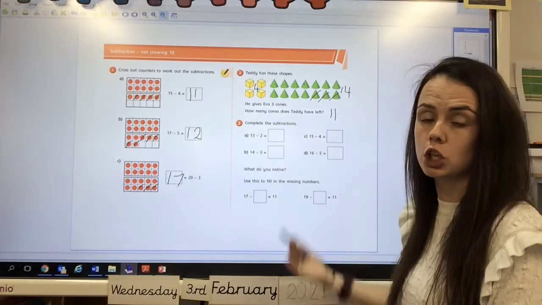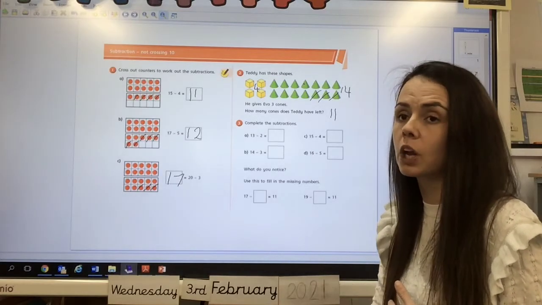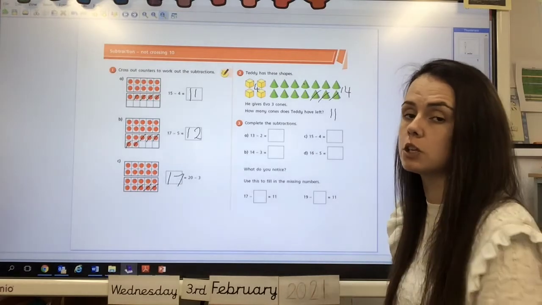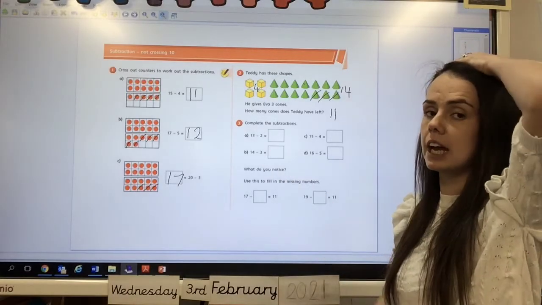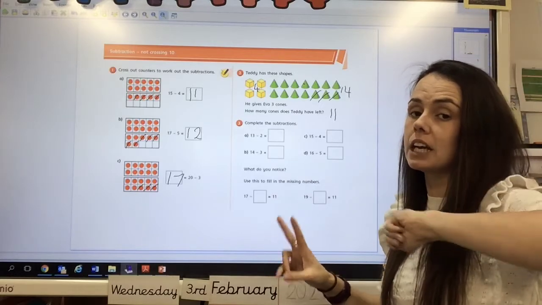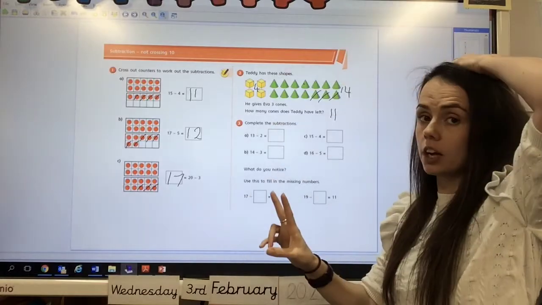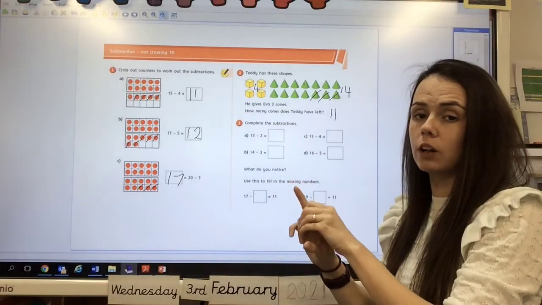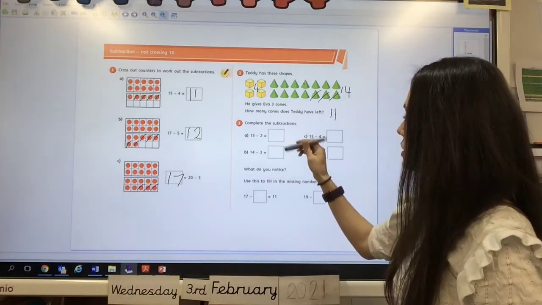13 take away 2. So we're doing 13 and counting back 2. Or you can do this with your Numicon. I'm going to use my head and my fingers. So 13 take 2. So we're going to put 13 in our head and hold up 2. Now remember, we are taking away. So we're going to take our fingers away. We're not counting on. 13, 12, 11. So 13 take away 2 is 11.